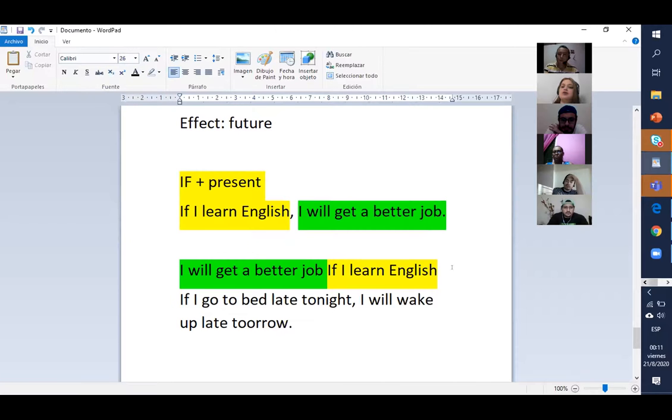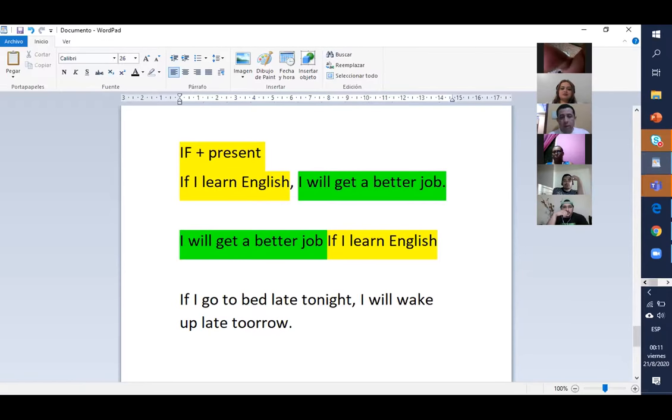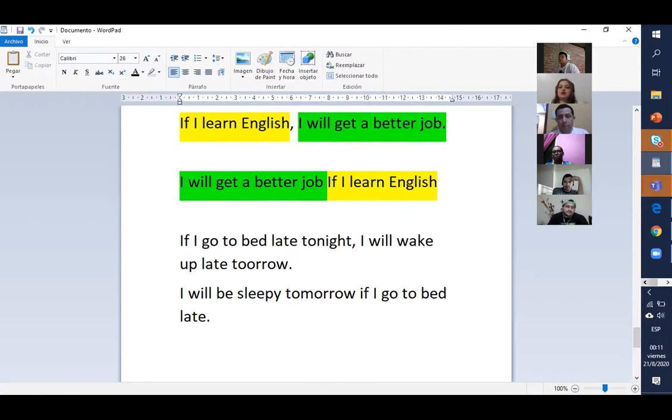Okay, if you learn English, what other effect could you have in the future? I will wake up late tomorrow. Well, that's the, I will wake up late tomorrow. Okay, maybe I will be sleepy tomorrow if I go to bed late, right? Okay, this is not limited to I. You can use any subject, all right?